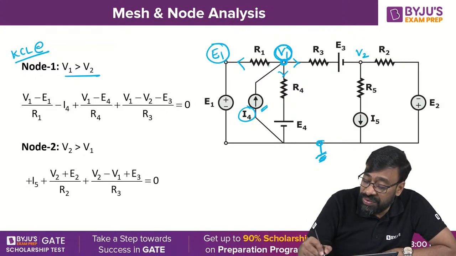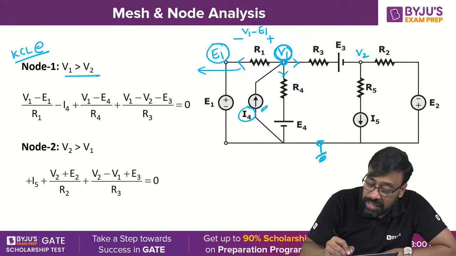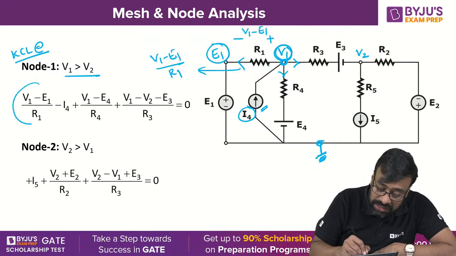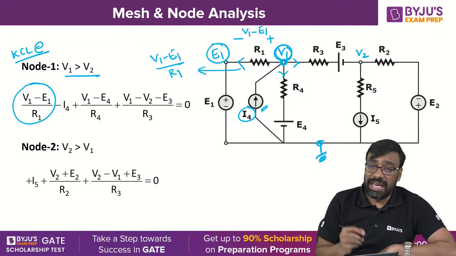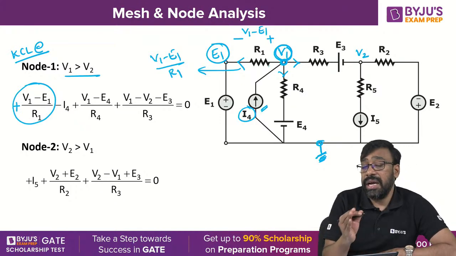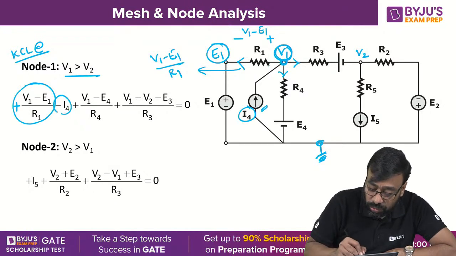Then what is the potential difference between these two? V1 minus E1, if I take V1 greater than E1. So what is the current then? The current is V1 minus E1 by R1, according to Ohm's law. So this is how you got the current flowing through that branch, and that current is leaving from the node. I am taking it positive. Entering current negative, leaving current positive. I4 is entering, so that is minus I4.